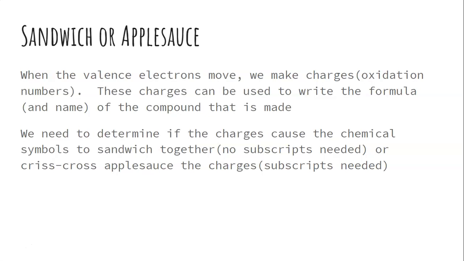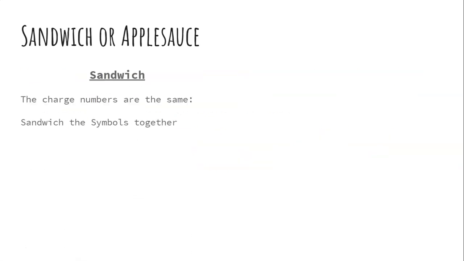If your charge is 2 plus and your charge is 2 minus, those numbers match, not the symbols, I'm just talking about the numbers. So we can sandwich them together. If you have a 2 and a 3, those numbers do not match. You're going to crisscross applesauce, which we're going to look at. Okay, so in my sandwich method, my numbers again are the same. So I just sandwich the symbols together.